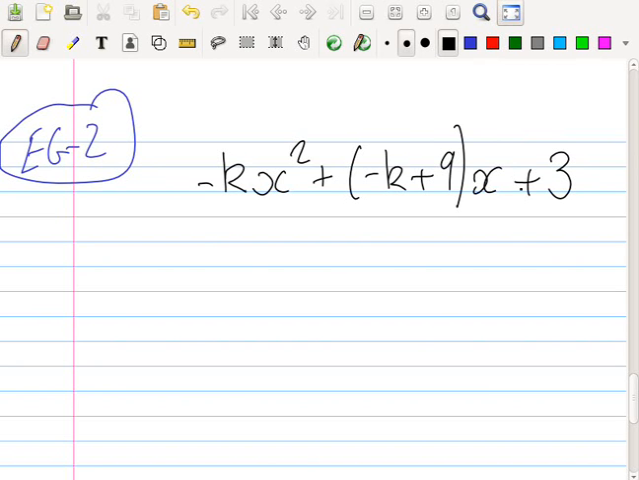So maybe this will tell me it has 2 roots. It wouldn't be able to tell me what they are. Okay, so it's useful this way.